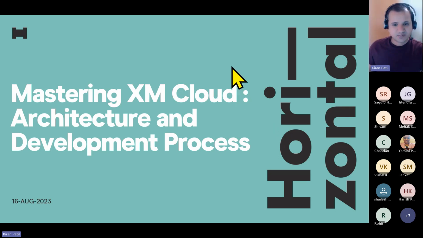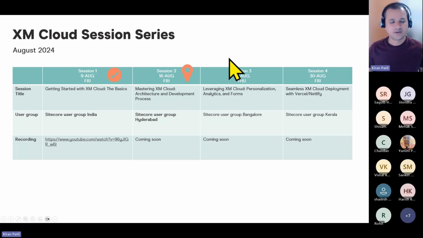So today's topic is XM Cloud architecture and development process. In the last session, we discussed the XM Cloud basics, which are the core fundamentals of XM Cloud: why XM Cloud, and what the core features of XM Cloud are. We did that session last week at Sitecore Group India. They already uploaded the recording, so in case you didn't attend, you can go through the recording. The link is here, or you can also go to Sitecore Group India's YouTube channel and find the session there.